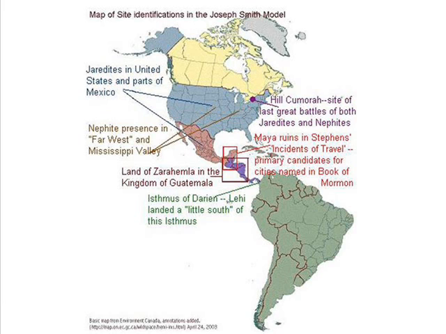Okay, moving on to the next map. Again, we have North, Central, and South America. Here we have Hill Cumorah, site of the last great battles of both Jaredites and Nephites. I believe that is near Joseph Smith's home in New York. So they put that where most people put it, I would think, near his home where he found the Book of Mormon. They're saying Jaredites are in the United States and parts of Mexico, but Nephite presence was in far west and Mississippi Valley. Land of Zarahemla was down there in Guatemala, and Lehi in the Isthmus of Darien. And that's about it for this map.